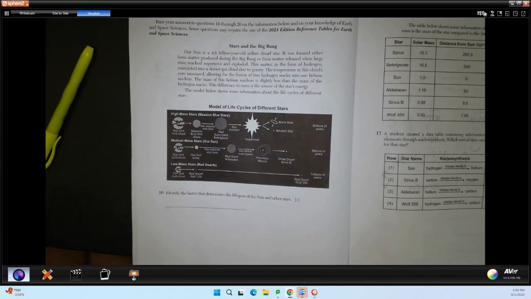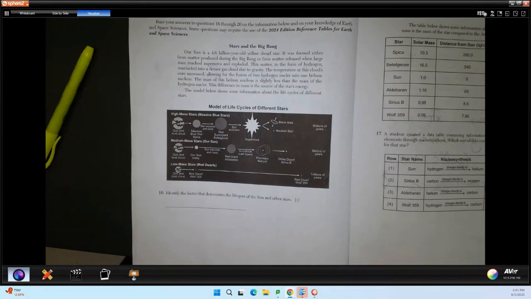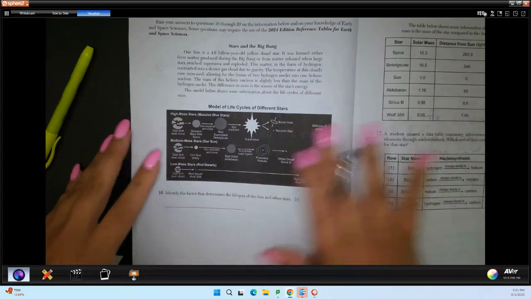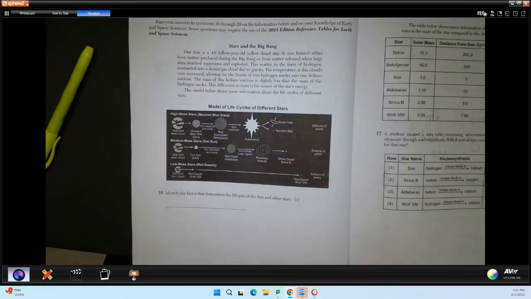All right, question number 16. So we have another cluster starting here. It tells us that we are going to use it to answer questions 16 through 20. So that means that any of these diagrams or tables are fair game for questions 16 through 20. Okay, so if you need to flip back, you can.